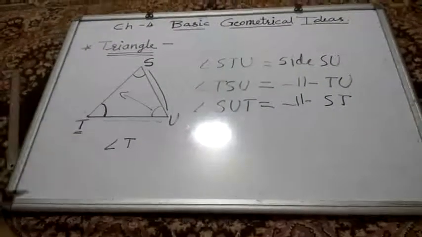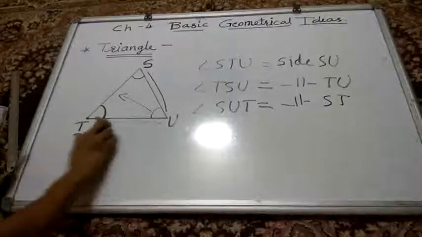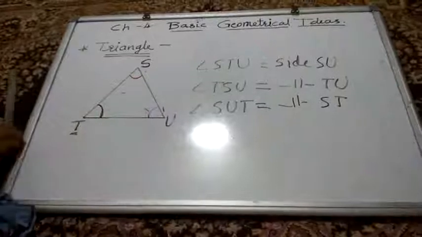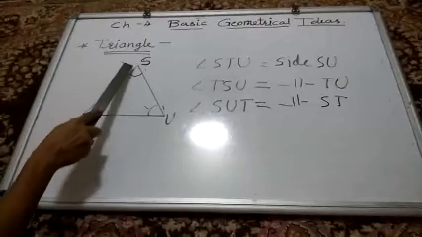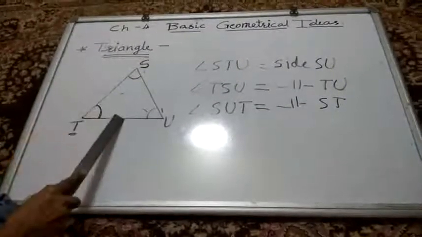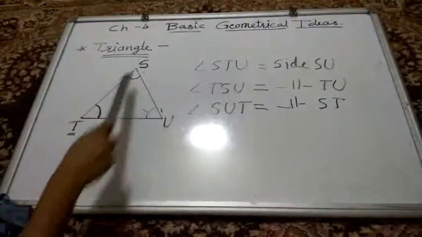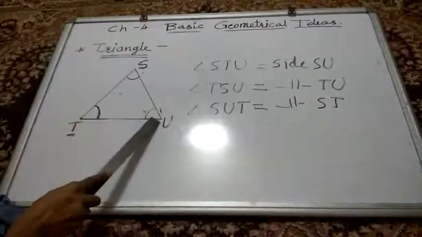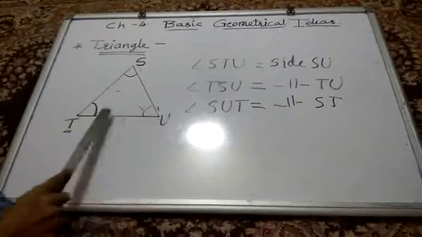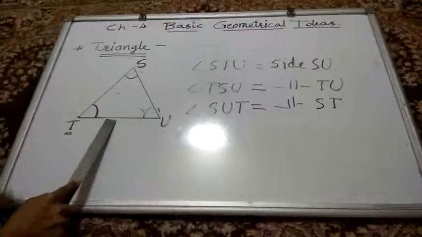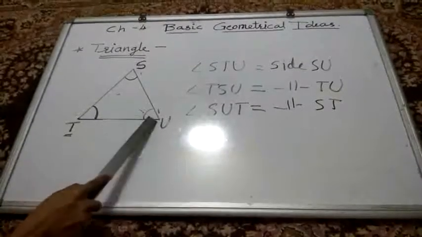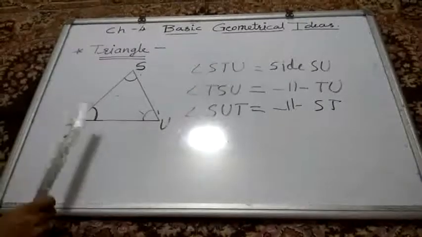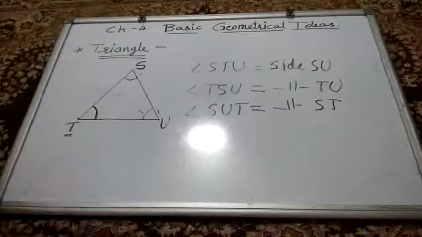Now tell me, can we draw diagonals in this triangle? We cannot draw diagonals in this triangle because for vertex S, is there any opposite vertex? No, because T and U are adjacent vertices. So in a triangle there are no opposite vertices for any vertex, so we cannot draw a diagonal in a triangle.